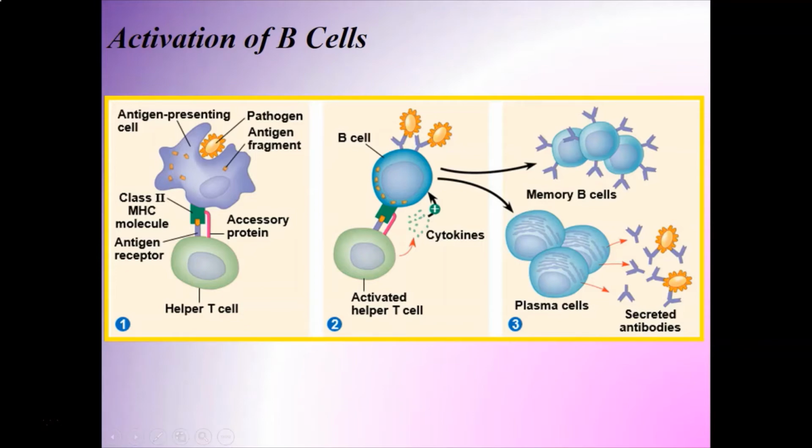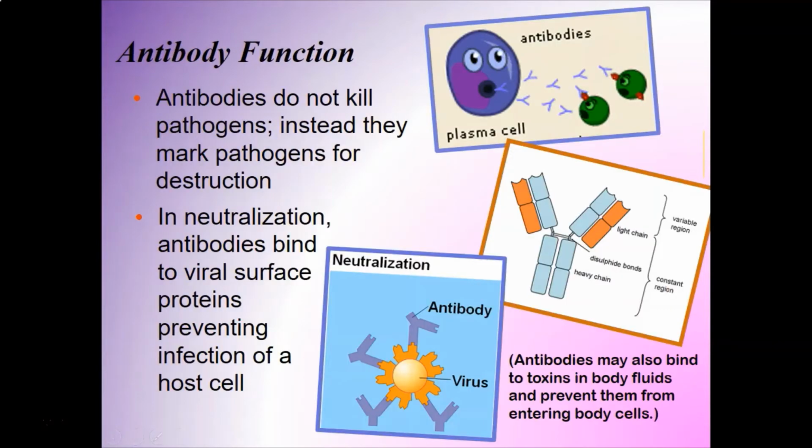All right, so let's take a closer look at these antibodies. They don't kill pathogens. They mark the pathogens for destruction, or they goof them up. Plasma cells are producing tons of these Y-shaped proteins, and remember from last time, they have a constant region here and a variable region. Here's a pathogen, but it doesn't necessarily have to be a pathogen. As you can see, they also bond sometimes to toxins and prevent the toxins, which have antigens, from entering your cells. So antibodies are really, really versatile, and they're really awesome.